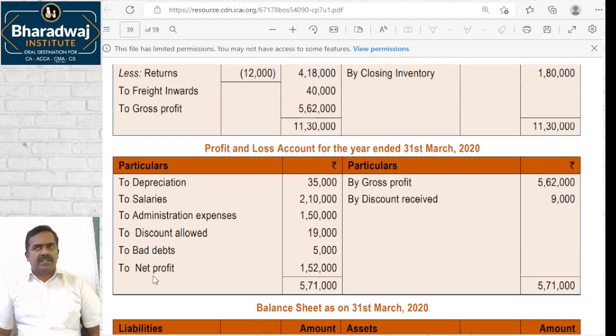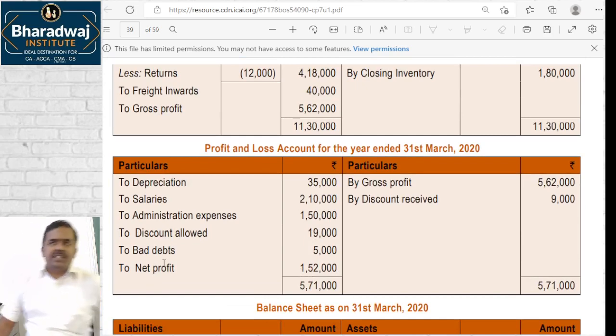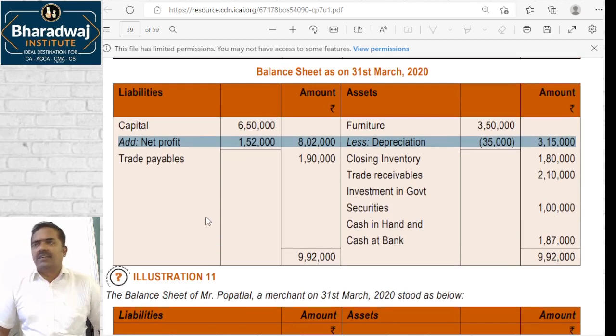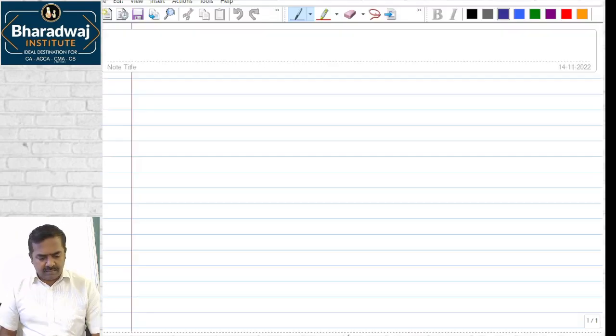Then we prepare the balance sheet. Trading P&L account is the first step. Then prepare the balance sheet incorporating the adjustments, closing stock, etc. This is accounts of a non-manufacturing entity. What about a manufacturer?